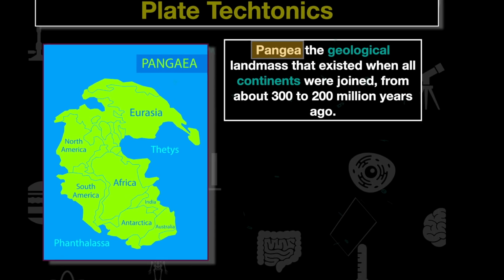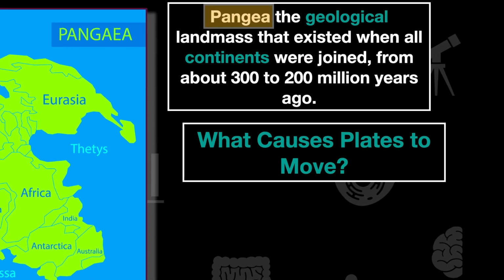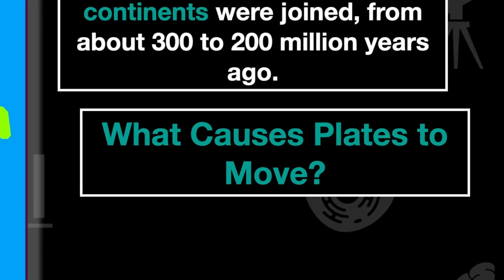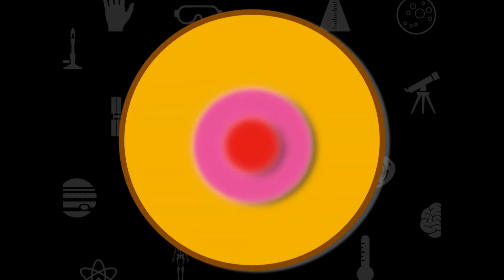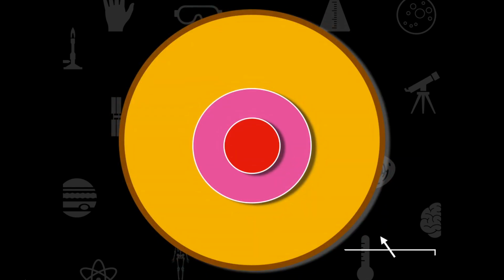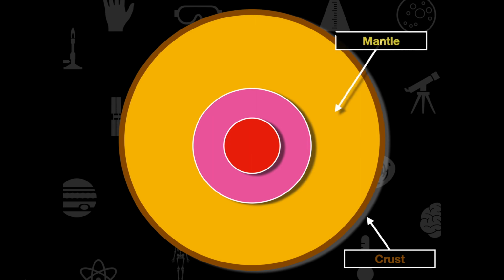Now, the question that we have to ask ourselves is what causes these plates to move? If we look at an image of the Earth, and we slice the Earth in half, we're going to see the crust, the mantle, the outer core, and then the inner core.